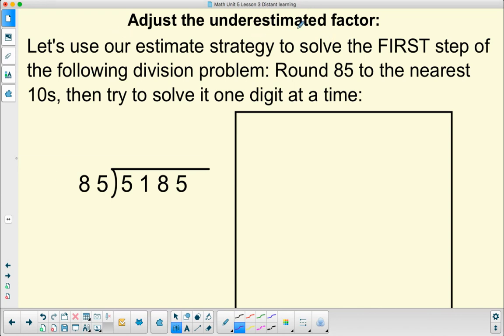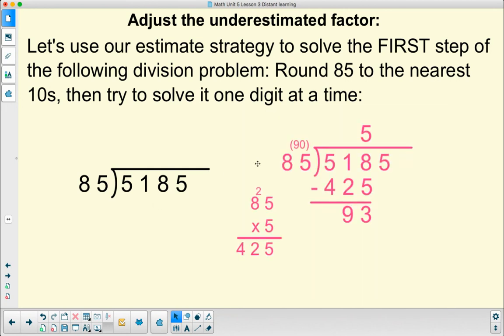Now, what if we underestimate a factor? We're going to use an estimated strategy to solve the first step of the following division problem. So first, you're going to round 85 to the nearest tens, then try to solve one digit at a time. Go ahead and do that, and then unpause when you're done. Welcome back. Let's take a look at mine.